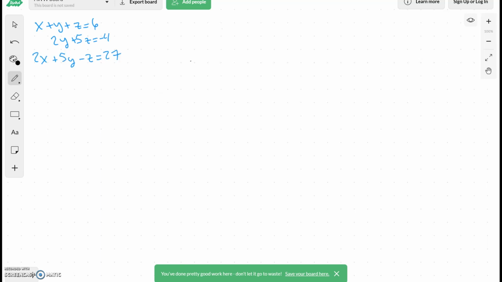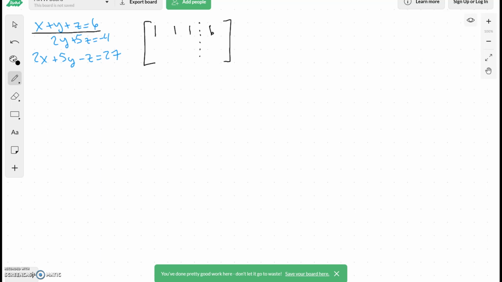Okay, so the first thing you want to go ahead and do is set it up in the matrix, right? So I'm going to go in order, right? So look at the coefficients of my first equation, and it's just going to be 1, 1, 1, and 6. Okay, so that's going to be my first row.